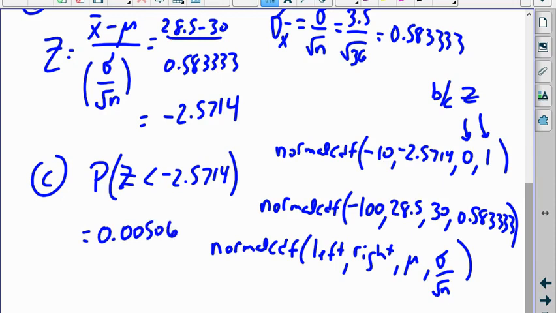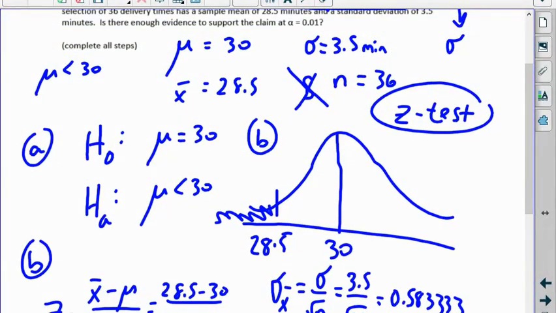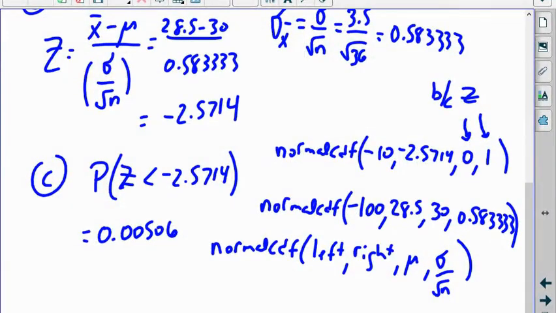0.00506. What do you think? Do you think you're going to reject or fail to reject? Reject. Thank you. You're going to reject. You have significant evidence to reject the null hypothesis, and delivery times are less than 30 minutes. You have the evidence that the times are less than 30 minutes, okay?